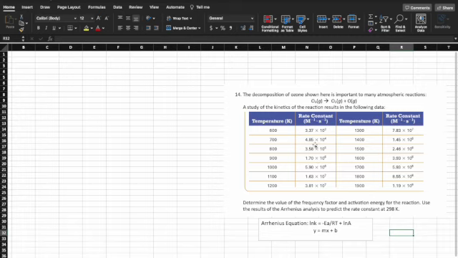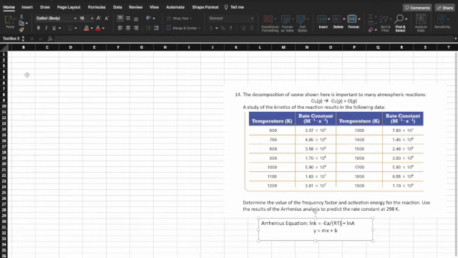Ln of k, not k, ln of k, which is your rate constant, is going to be on your y-axis, and then 1 over T. So you have negative Ea over R, and let me put this in parentheses so we're very clear, this is equal to 1 over T. So 1 over T is your x-axis.